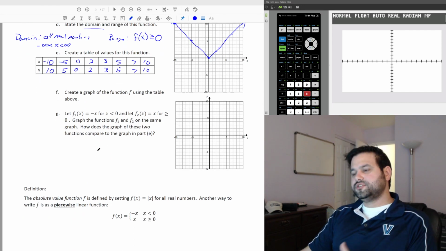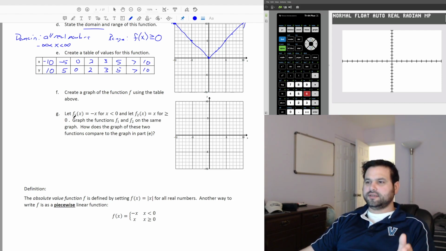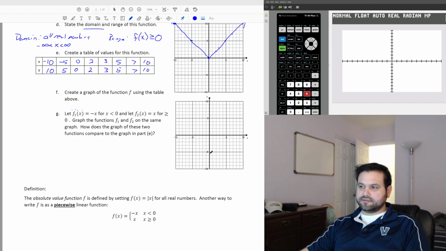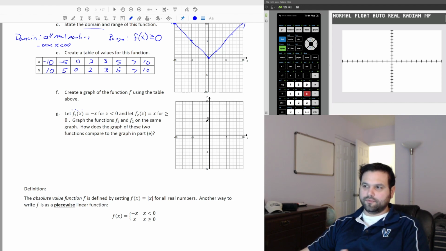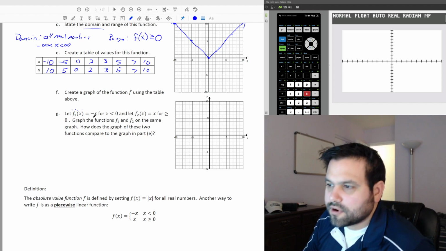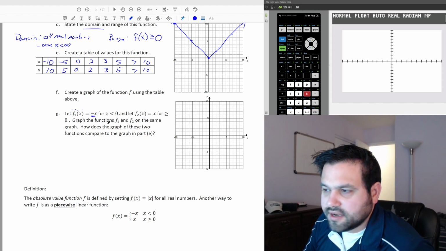And now what we're going to do is take a look at what if we took two different functions, right? So what if I said that my first function here, so this is what I'm talking about right here, my first function is equal to negative x, but only when x is less than 0. So here's where x is 0, right? It's right there on the y-axis. So we're talking about when we're less than that, on the left side, we're going to plot this function negative x.